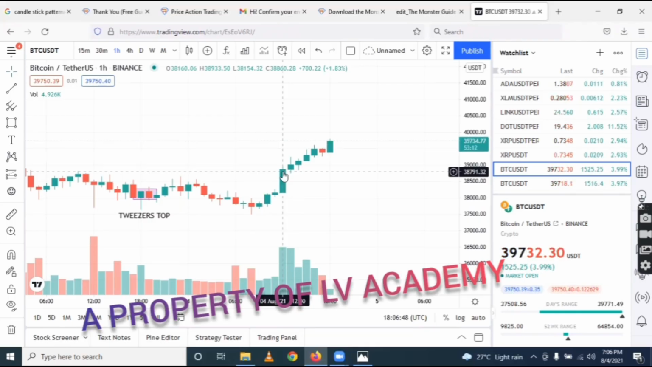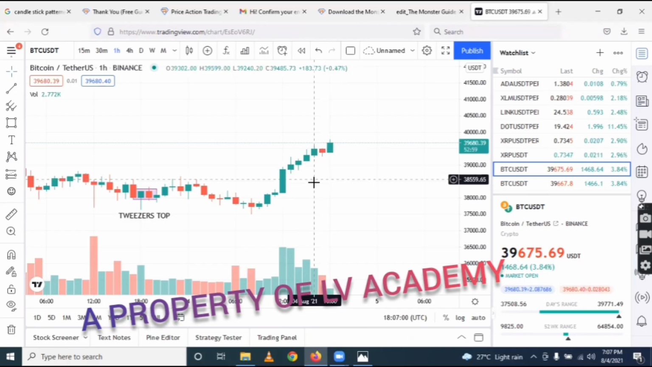So white or green represents bullish. That means the candle is going up. The price of the coin is going up. Then the bearish candle is either black or red. That means the price of the coin is going down. That means it is going down. So this is just the way it works.